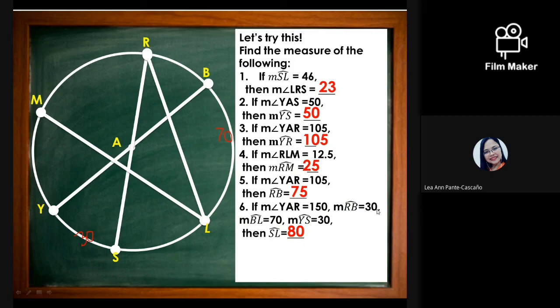Plus 150 plus 30 is also 180. 180 plus 180 is 360. Ang kabuuan po ng isang circle ay 360. Ang semicircle ay 180. Another semicircle po is 180. So, the answer for number 6 is 80.